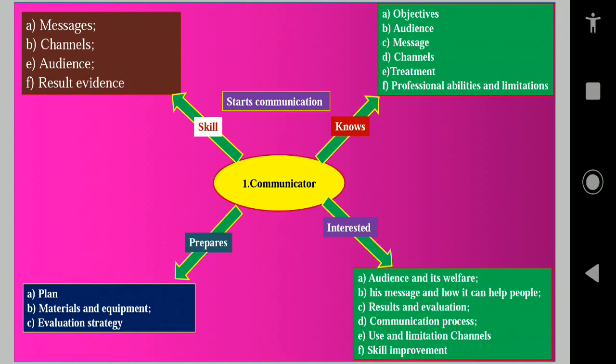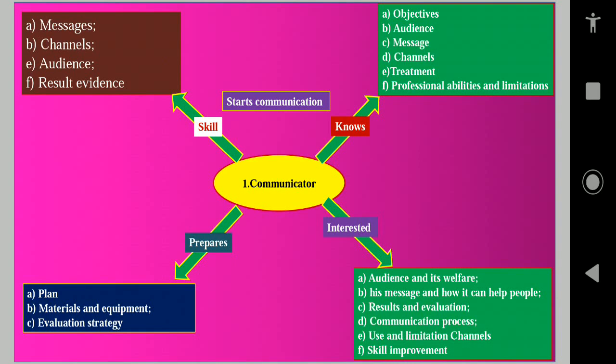Then he should be interested in what? Audience and the audience welfare. Then his message and how it can help people, he should know. Okay, he should be interested in what? How the message can help the people. And he should be interested in what? Results of communication and their evaluation also.